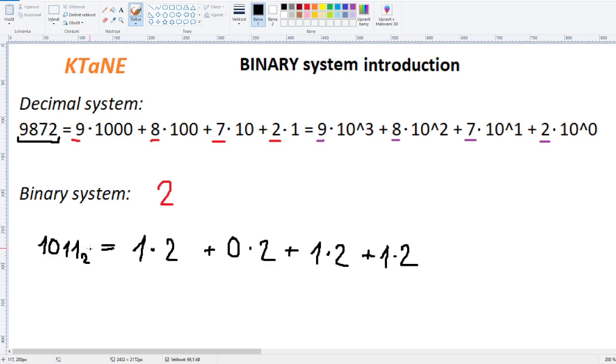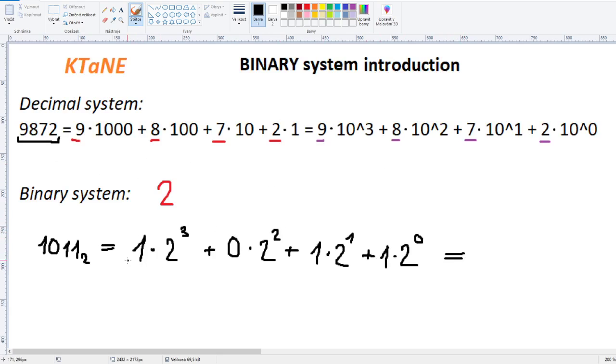And since this is the last digit, the least significant digit, the digit most to the right, this is the power of 0. Then this is incrementing by 1, so 2. This is 2, but power of 1. This is the power of 2 and power of 3. So we just count from 0 always, 0, 1, 2, 3, and so on.